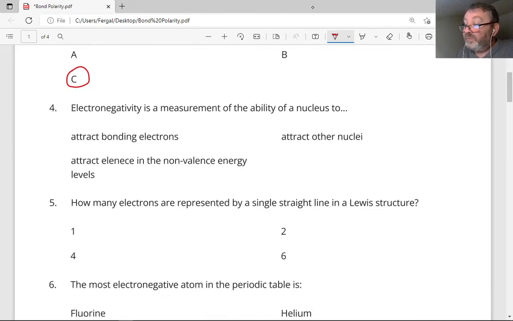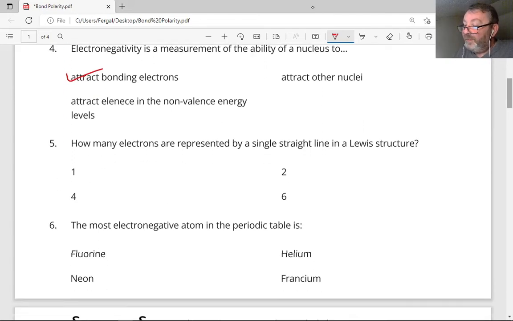Electronegativity is a measurement of the ability of a nucleus to attract. If you remember the definition, it is the relative force of attraction an atom has for a shared pair of electrons in a covalent bond. So therefore, it is the ability of a nucleus to attract bonding electrons. That's the answer required there. I don't know whether it's A, B, C on yours, not too sure, but that is the correct answer.